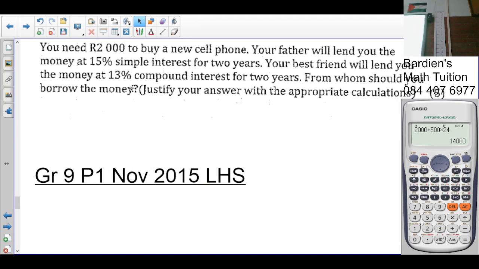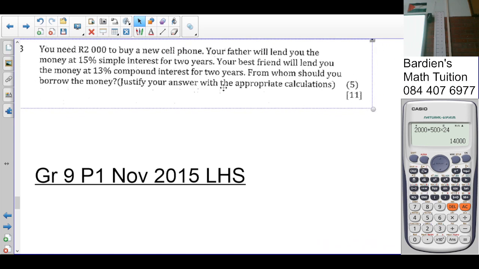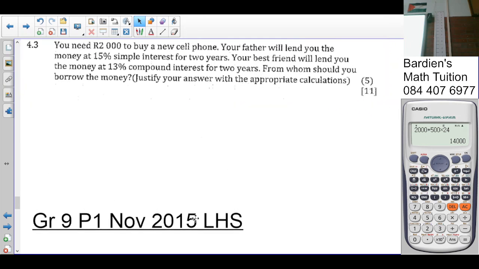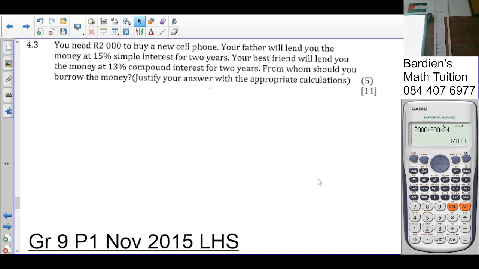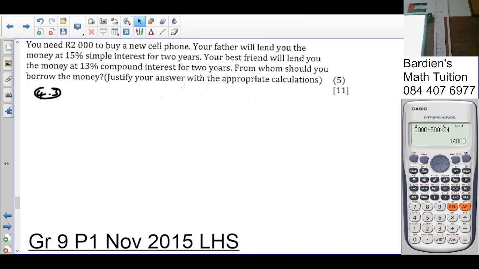Right, 4.3. In question 4.3 we are told that you need 2,000 rand to buy a new cell phone. I think you guys got this question in one of your papers, no? Your father will lend you the money at 15% simple interest for 2 years. Your best friend will lend you the money at 13% per annum, compound interest for 2 years. Now, from whom should you borrow the money? Justify your answer by appropriate calculation.